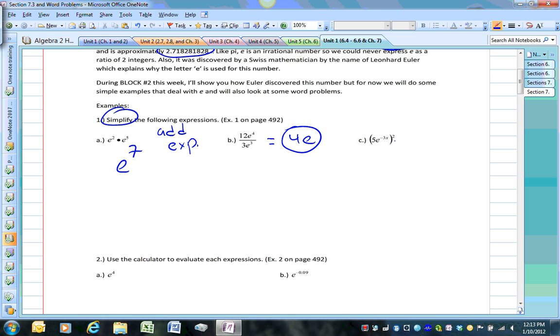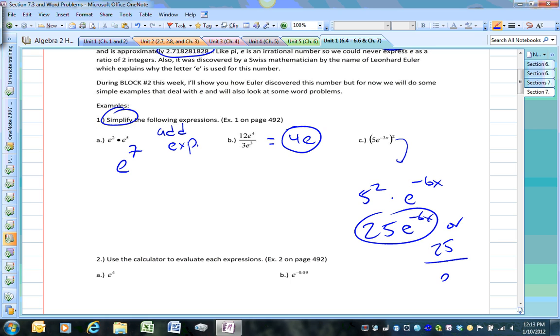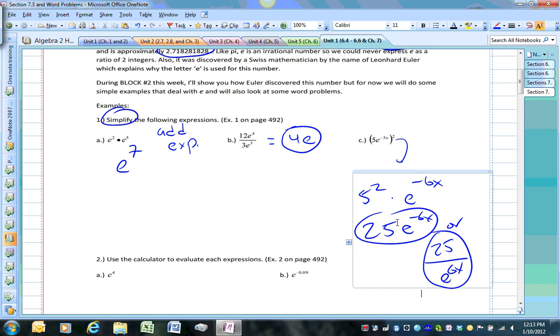Then here you want to distribute the squared. So you have 5 squared times e^(-6x), because you got to multiply the exponents. So you have 25e^(-6x). Or if you like, you can write it as 25 over e^(6x). That also works too. So pretty simple stuff, just dealing with a new number here.